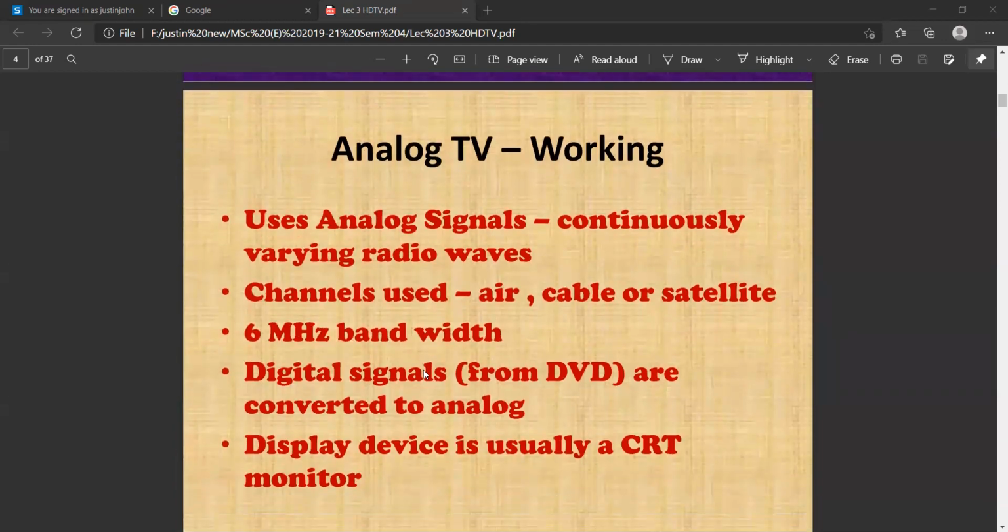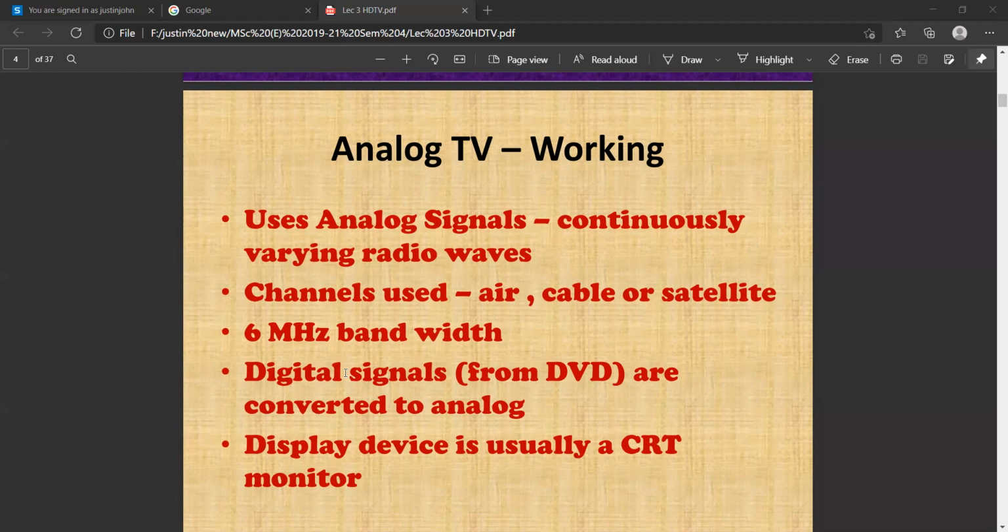How does this analog TV work? As the name indicates, it uses analog signals as the message signals. An analog signal is a continuously varying radio wave signal, which is sent using an antenna and received using another antenna. We can use air as the channel, or you can use cable as the channel, or you can directly take the signals from the satellite. Again, we say that the channel is air in the case of satellite communication.